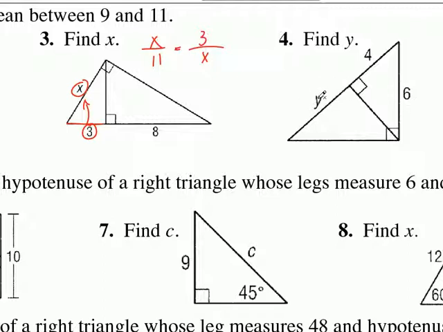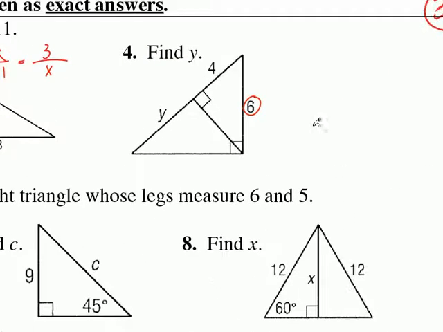What about this one? Now, y is not a geometric mean, is it? But what's the geometric mean here? 6 is actually the geometric mean. So this time, the geometric mean is an actual number, not a variable. So 6 is the geometric mean between what and what? Between the whole hypotenuse. What's the whole hypotenuse? Right, it's y plus 4.